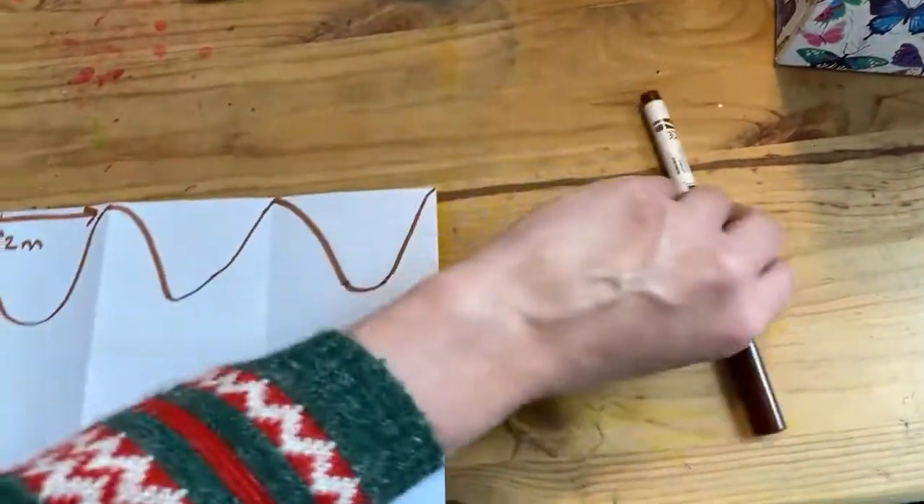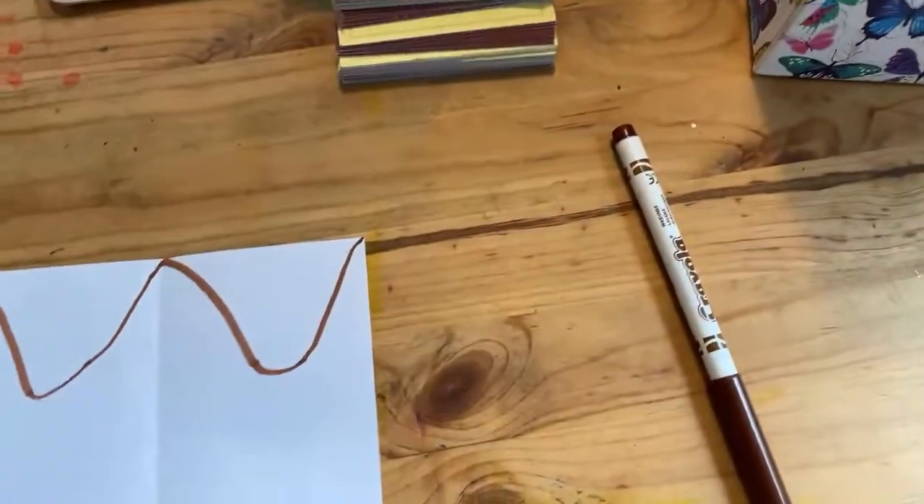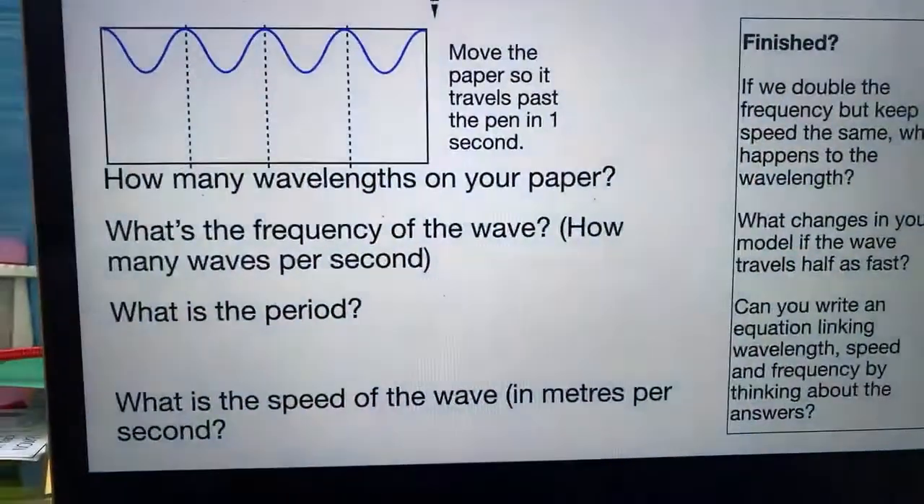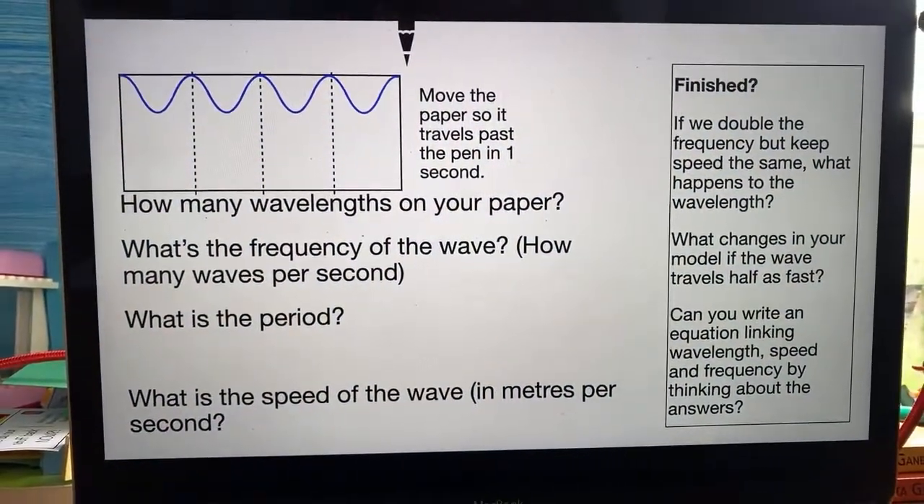And I have some questions that I'd like you to answer just about that. So here you go. Here are the questions. Best of luck. I've even drawn it.